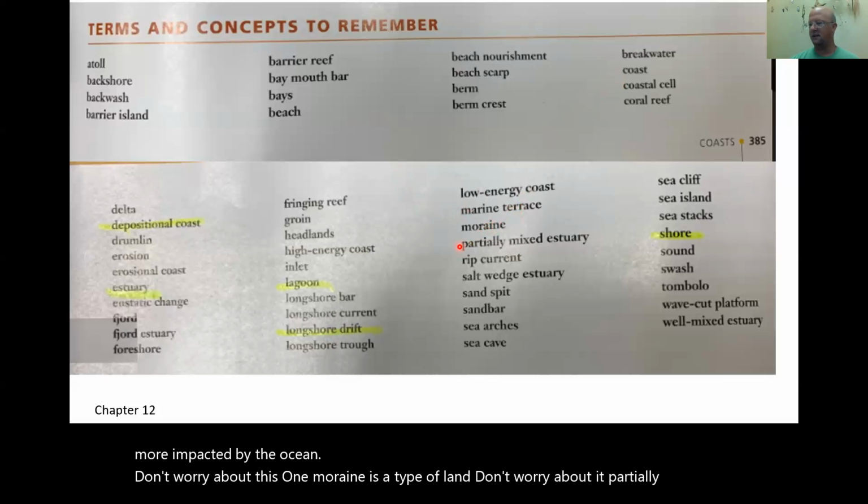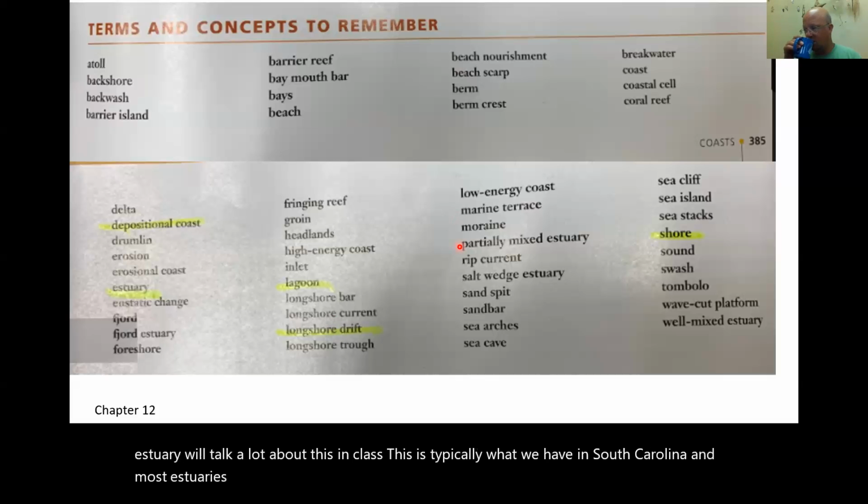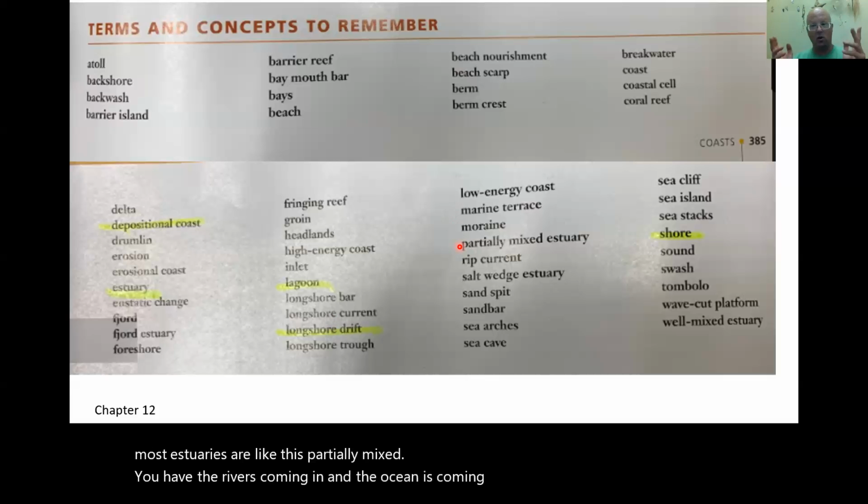Partially mixed estuary. We'll talk a lot about this in class. This is typically what we have in South Carolina. And most estuaries are like this, partially mixed. You have the rivers coming in and the oceans coming in, and they mix up a little bit, partially mixed.